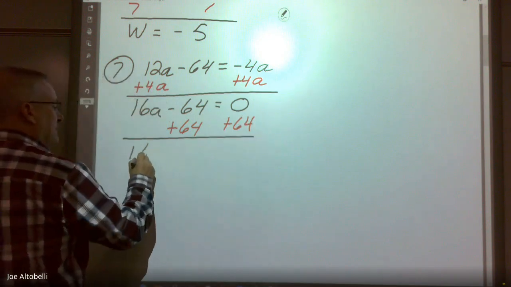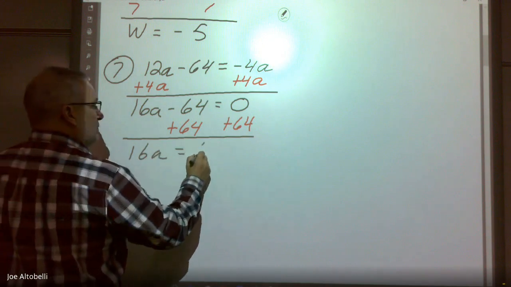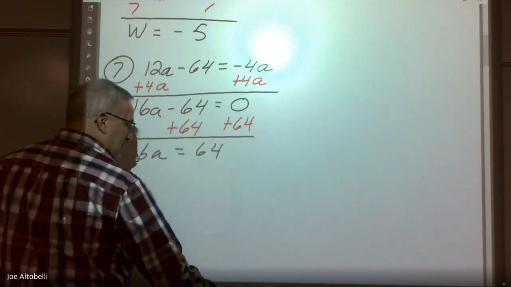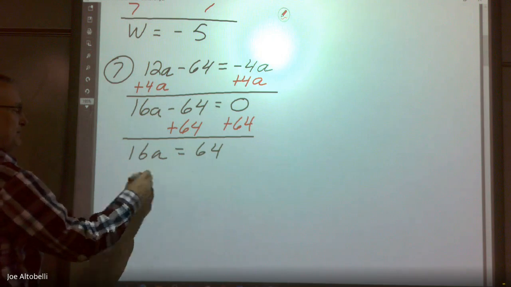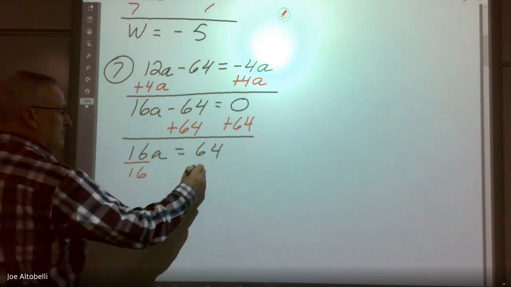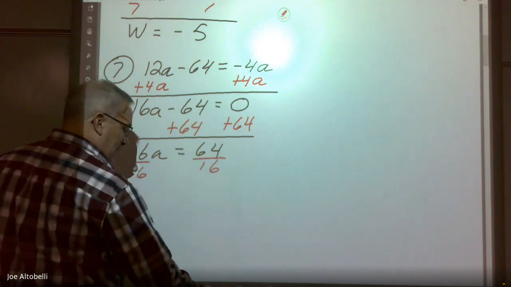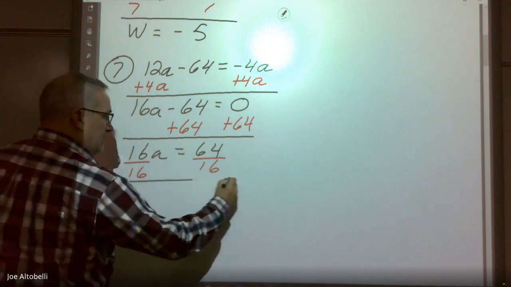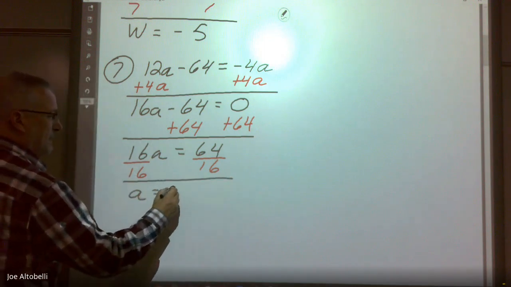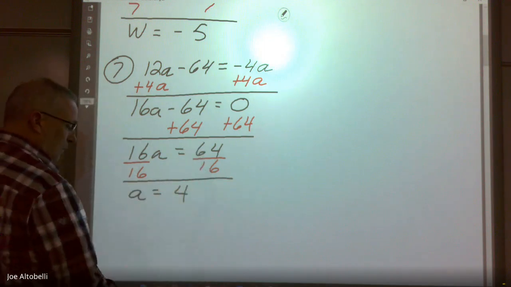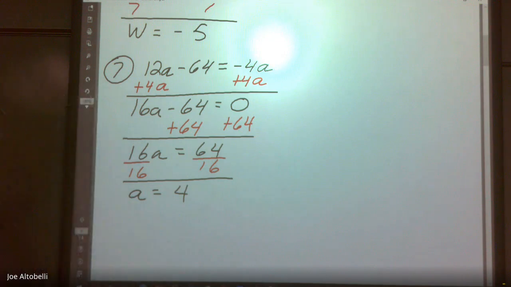And then we have 16A is equal to 64. And then our second step of a two-step equation is divide. In this case, dividing by 16. And we get A equals 4. So number 7, again, you have 3 steps. You should have all 3 steps shown.